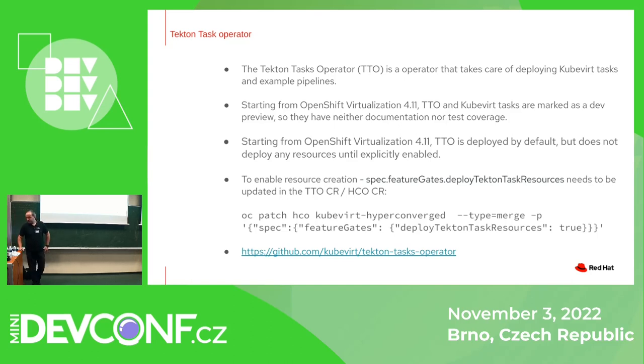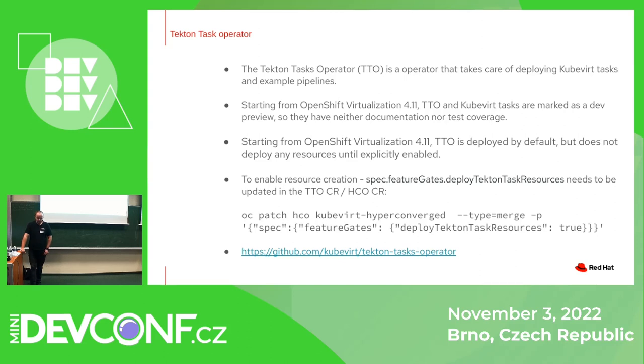And now about the project Tekton task operator. TTO, or Tekton task operator, is an operator which takes care of deploying kubevirt-tekton tasks. So this operator is something like a box which contains all of the previous tasks. When you install OpenShift virtualization, TTO will take care of deploying these tasks inside the cluster. TTO is a part of OpenShift virtualization 4.11. It's marked as a dev preview, so it doesn't have any official documentation or test coverage. Of course, we have documentation and test coverage in upstream, but not in downstream.